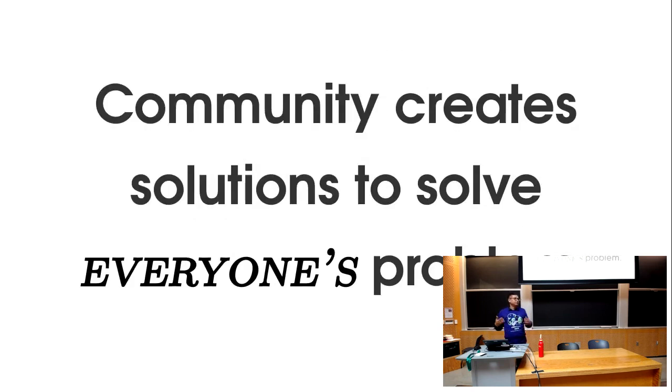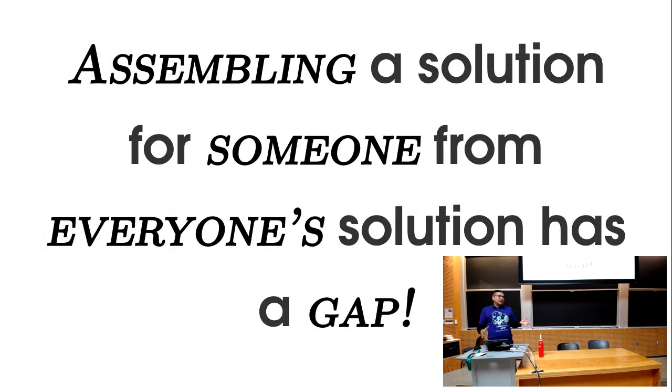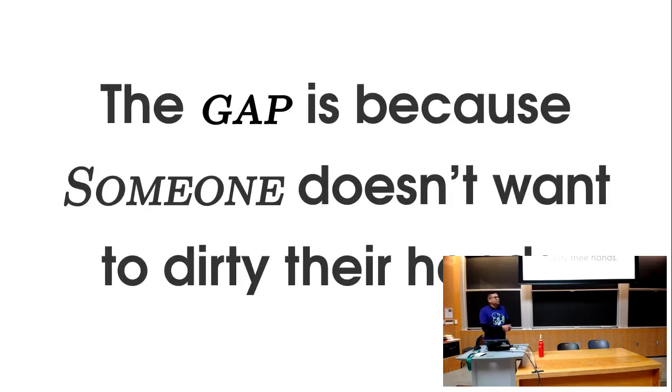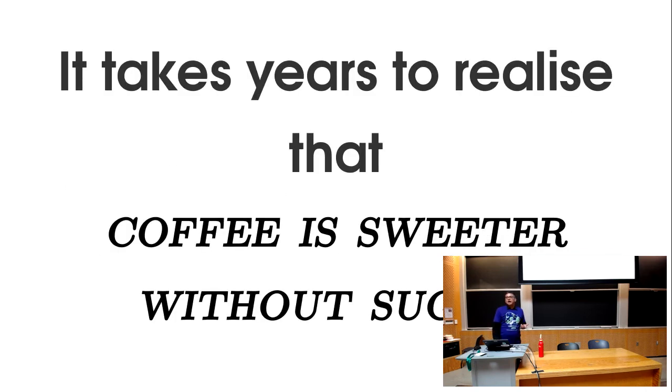That is because we are using free software, and the community creates solutions to everyone's problem because they want to. The community generally creates software which covers a superset of problems. Now, the 15% which was missing was a gap in the solution that we proposed. We primarily assemble various free software components to provide a solution. That gap is because the other someone doesn't want to get his hands dirty. Freedom has a cost associated to it, right? Freedom has a cost, and it takes many years for people to realize that coffee tastes sweeter without sugar, right?